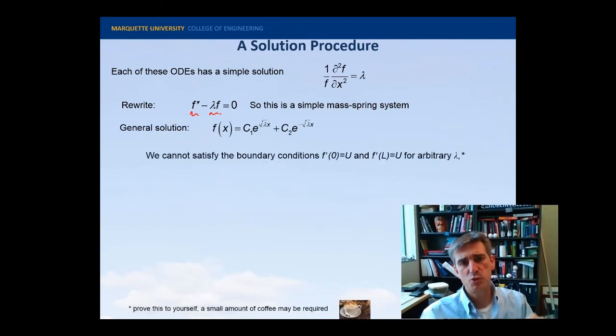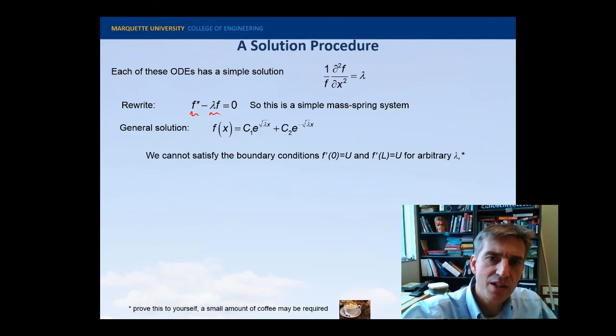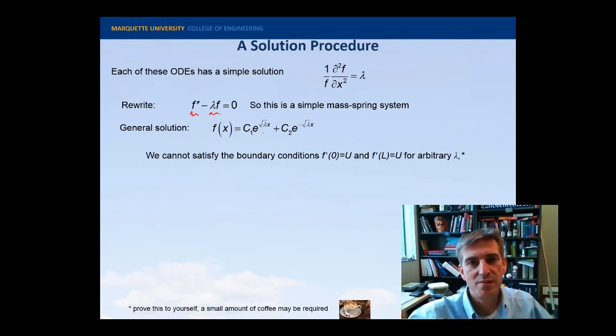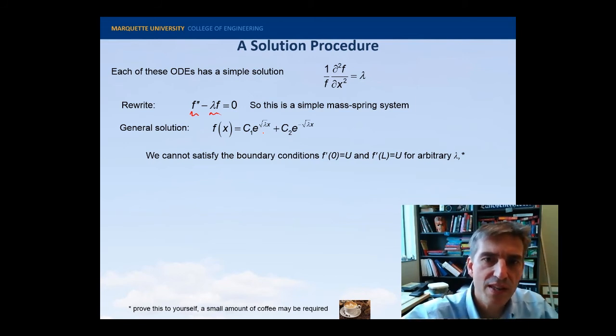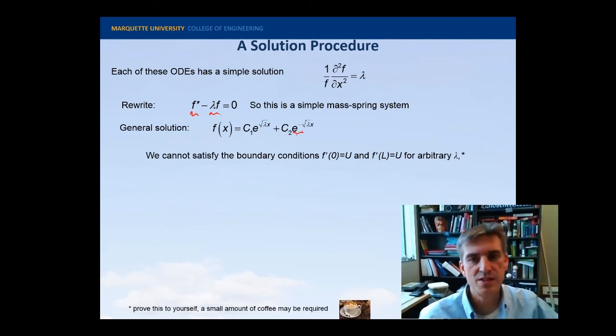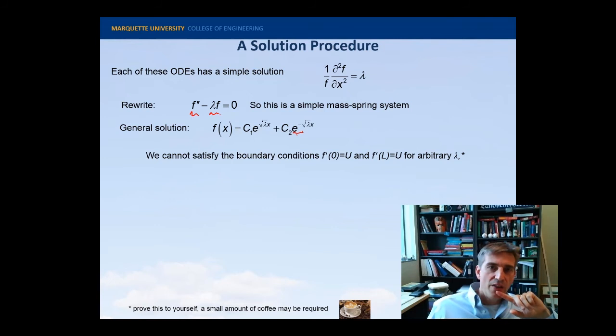So the general solution to this problem is the combination of the exponential of the square root of lambda times x plus exponential of minus square root of lambda times x. And we know that within this trig function is sines and cosines, this oscillatory behavior. That's great. That is the general solution.